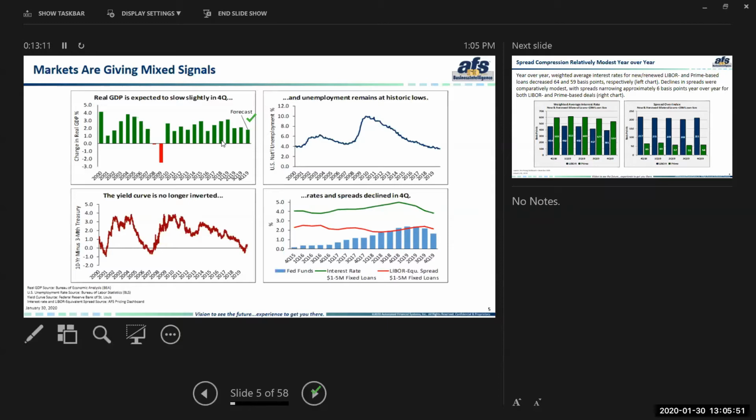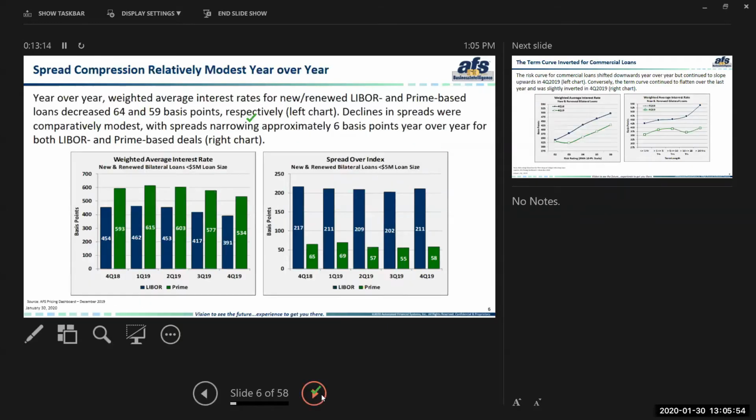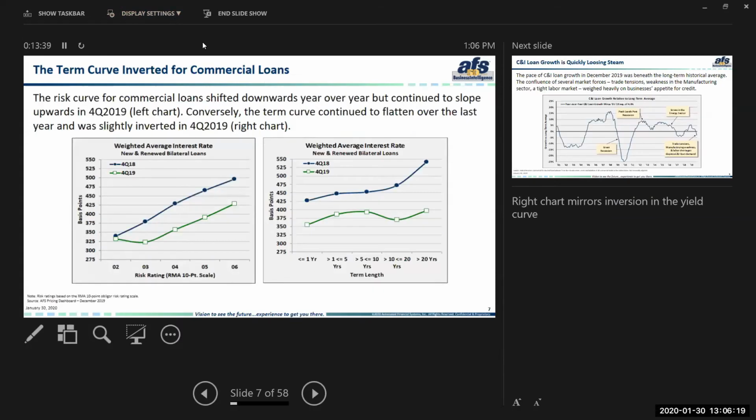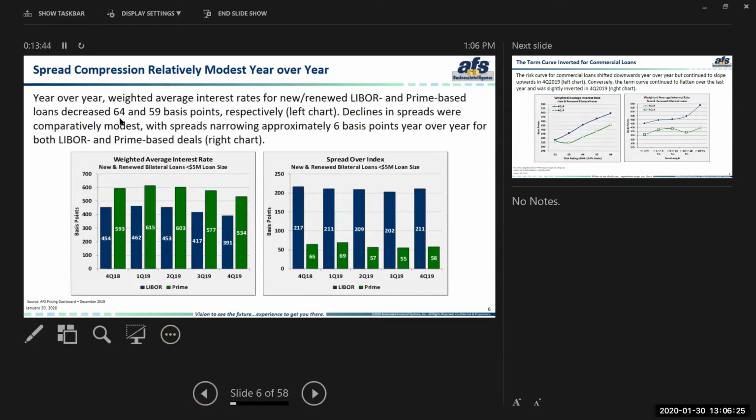On slide 6, we get a more precise illustration of spread pricing for commercial loans. Here we focus on bilateral loans less than $5 million in size. Starting on the left, we can see that weighted average interest rates for LIBOR and prime-based loans fell in 3Q and again in 4Q. The declines were substantial, but also expected, given the Fed lowered interest rates 3 times in 2019. Interestingly, the futures market is pricing a high probability of at least one rate cut in 2020, which would further impact bank margins and profitability.